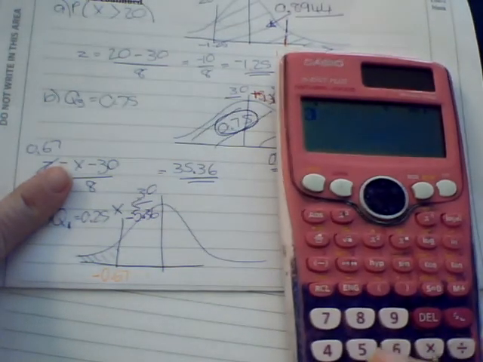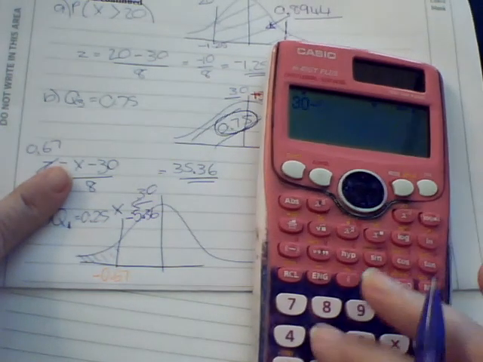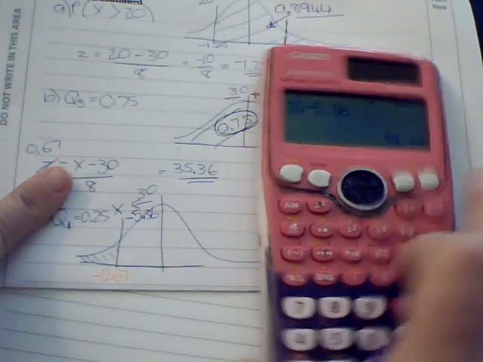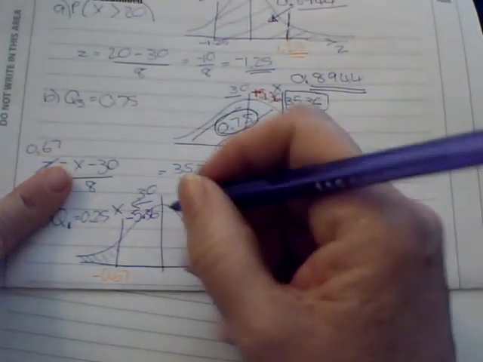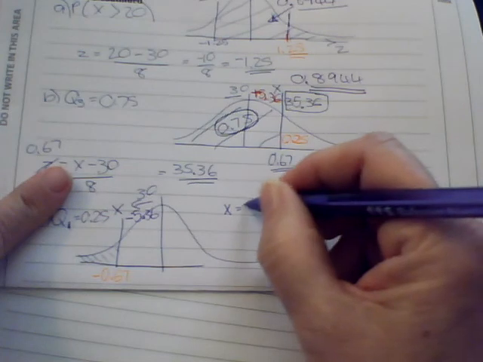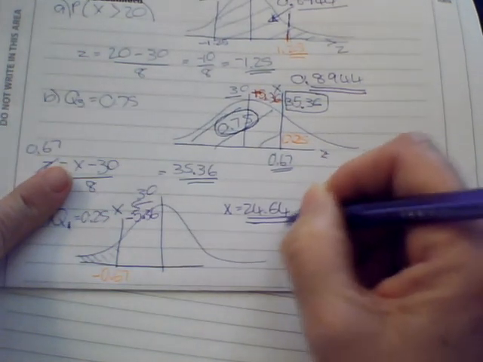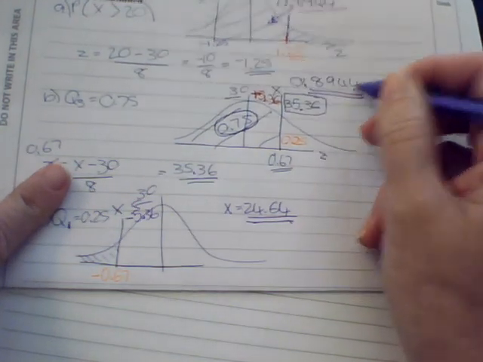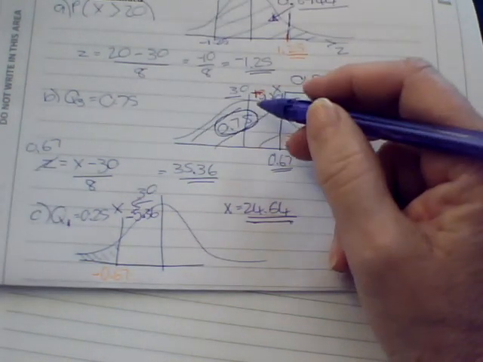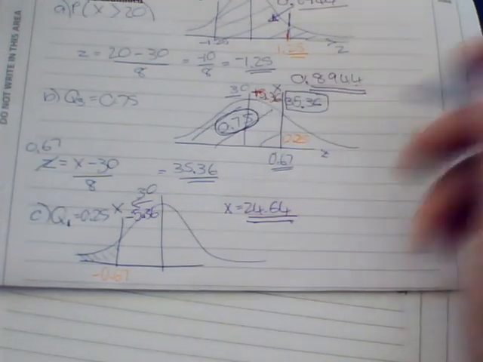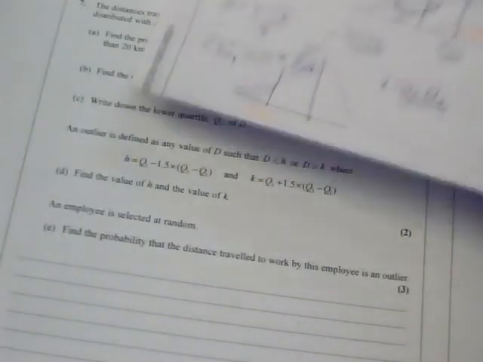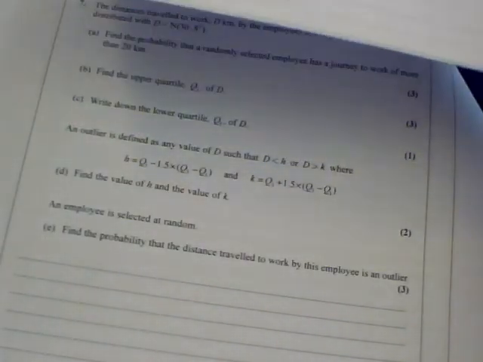So 30 minus 5.36 is 24.64. So x equals 24.64. All right, that's for Q1. That's for Q3. And we know Q2 is 30. Okay, that was part C. So now we're moving on to here.